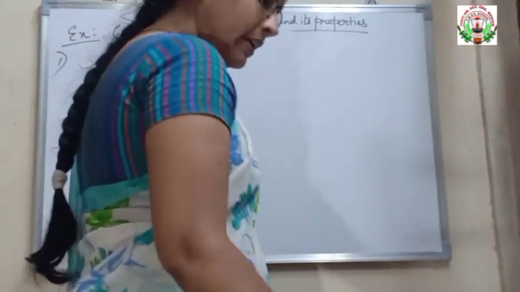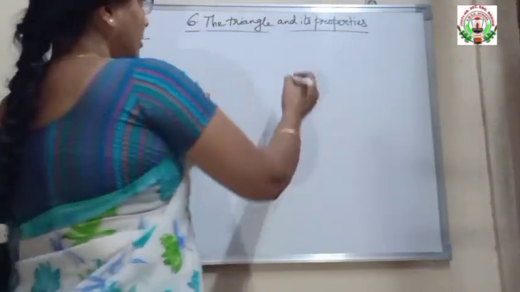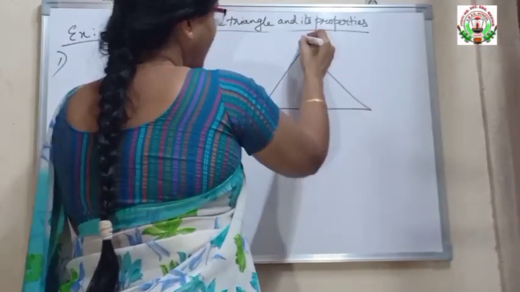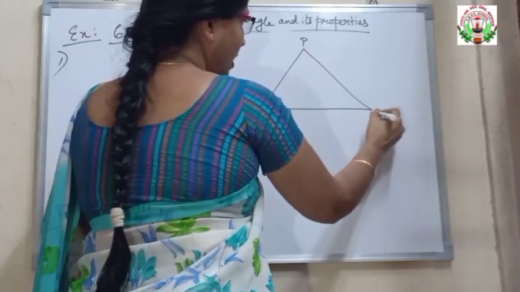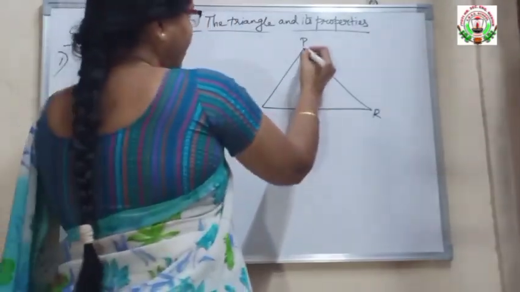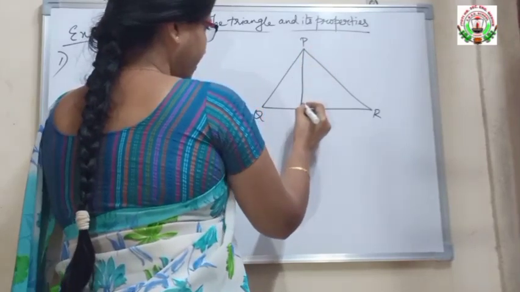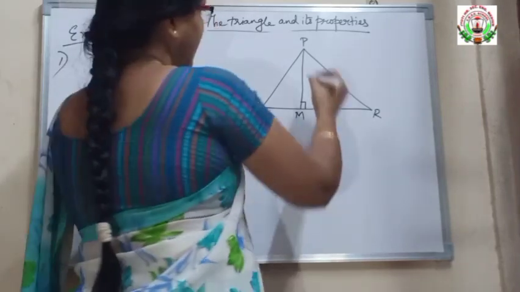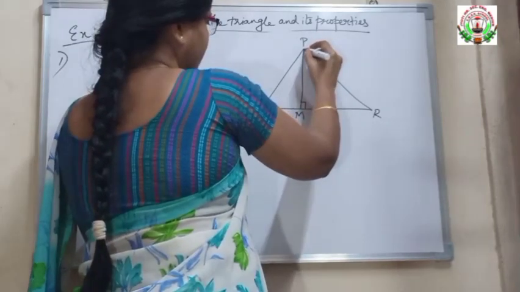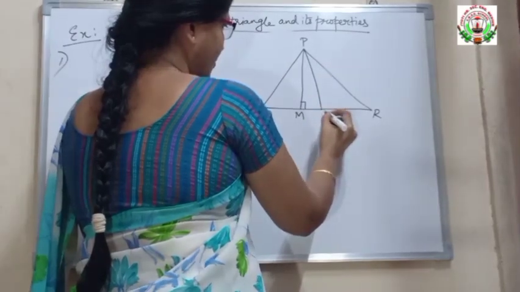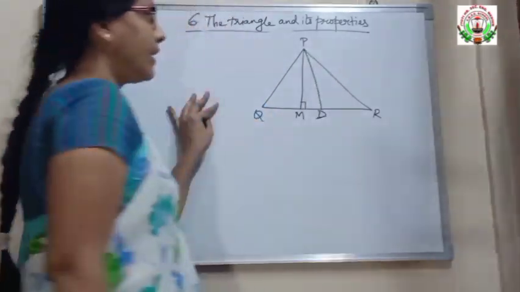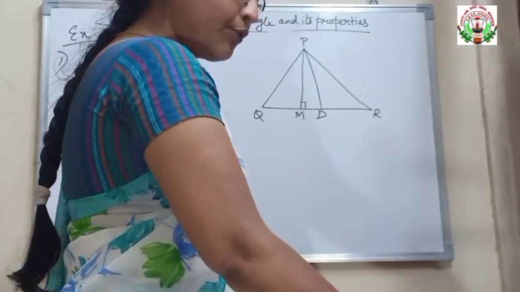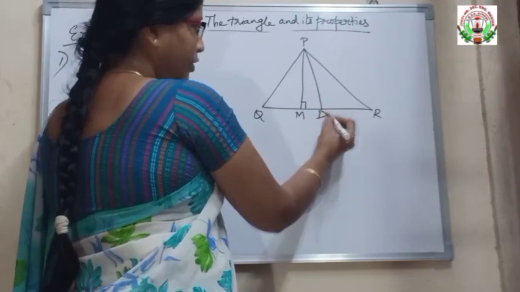In a triangle PQR, D is the midpoint of QR. See in the first question, in triangle PQR, let us draw the triangle first. PQR. Here they have M here, and this is 90 degrees. And here D they have given. See in a triangle PQR, D is the midpoint of QR. Means D is the midpoint of QR.